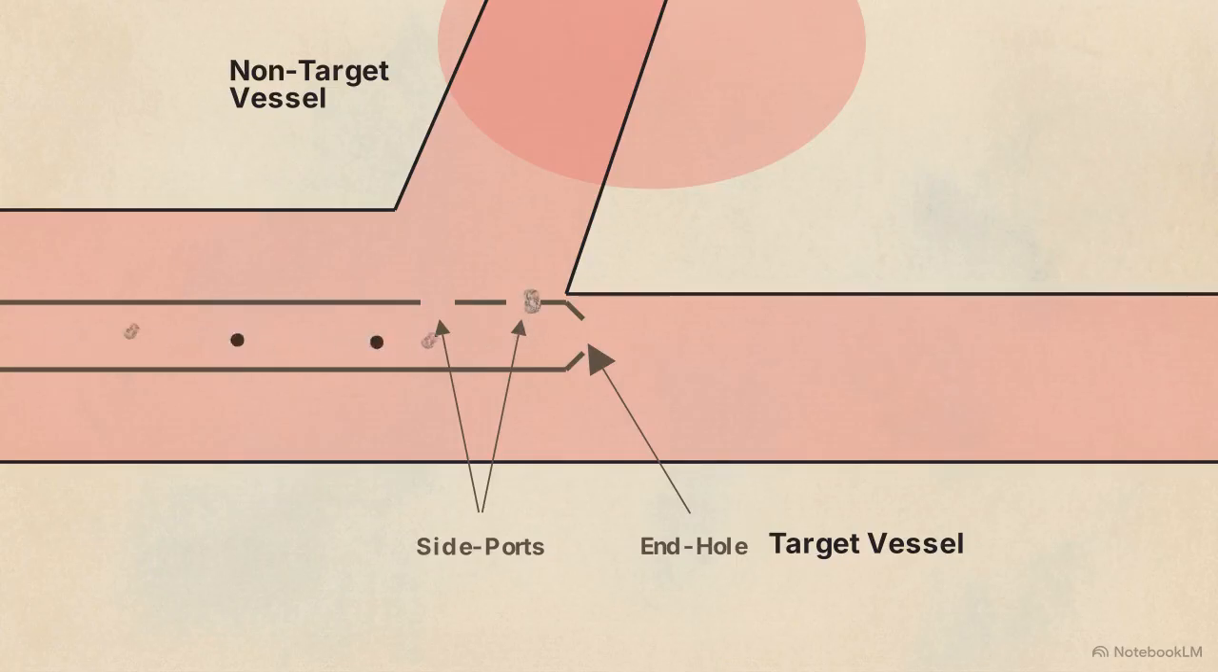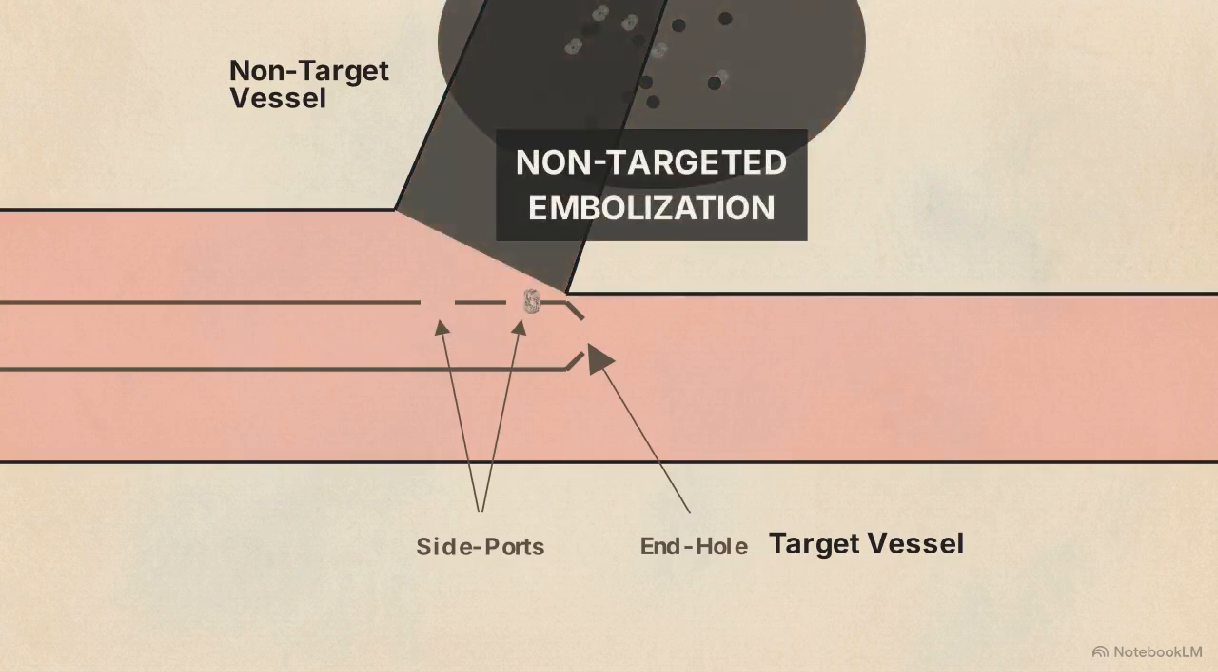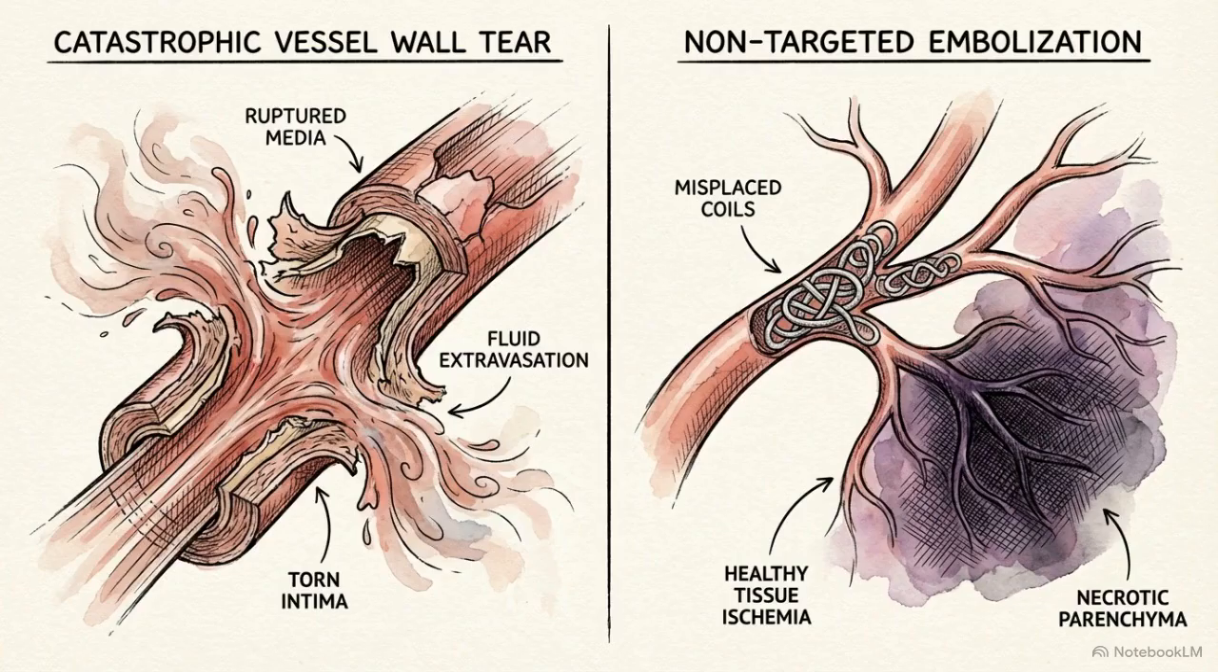The physical embolic coils or particles will jam into the side ports. They will leak out sideways, drifting into non-targeted vessels and destroying healthy tissue. The injection material dictates the physical tool. Mismatching the hole configuration causes either violent recoil dissection or disastrous non-targeted embolization.